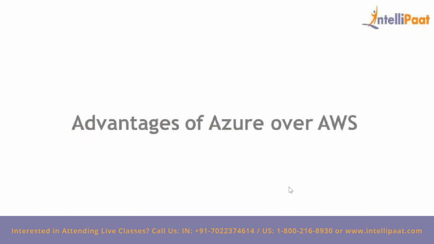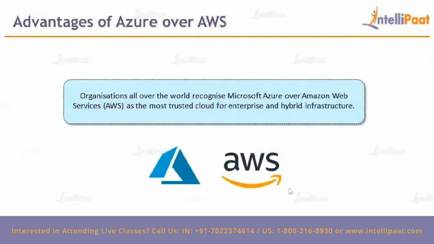Okay. So next, we'll check the advantages of Azure over AWS. AWS is Amazon Web Services, the cloud platform provided by Amazon. Slowly, Microsoft Azure is coming up as one of the most trusted cloud enterprises and for hybrid infrastructure. Many companies are moving to the Azure cloud nowadays. So let's understand on what basis Azure is more advantageous compared to AWS.